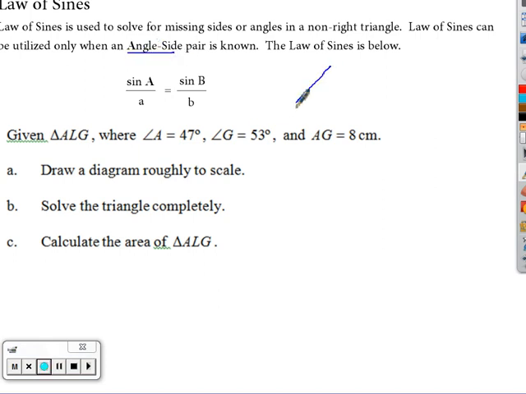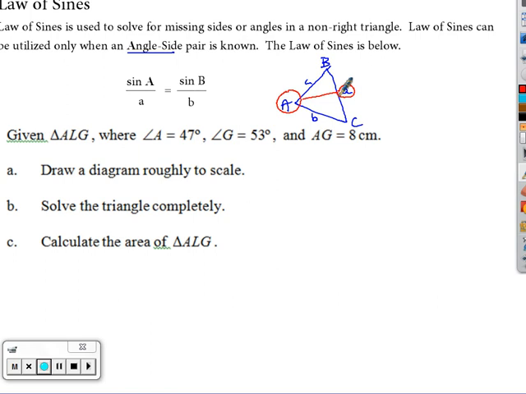So if we have a triangle ABC, remember that the lowercase version of that letter would be the side across from the angle. And when I say angle-side pair, I mean we would have to know angle A and its corresponding side A in that particular case.